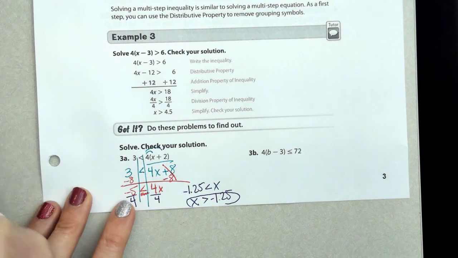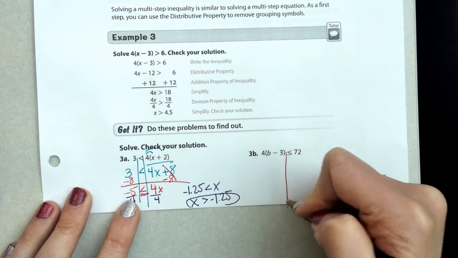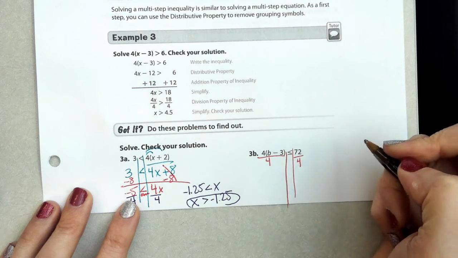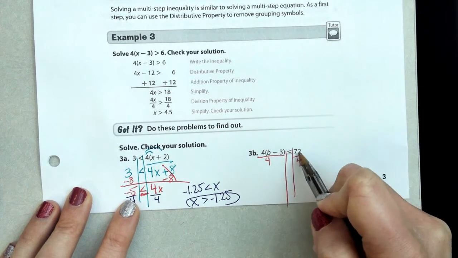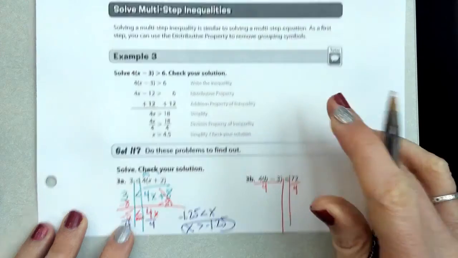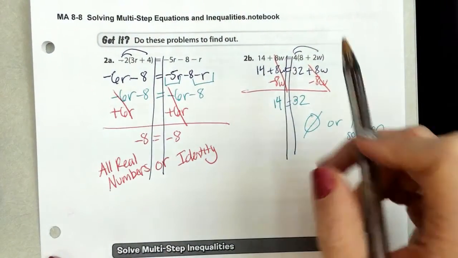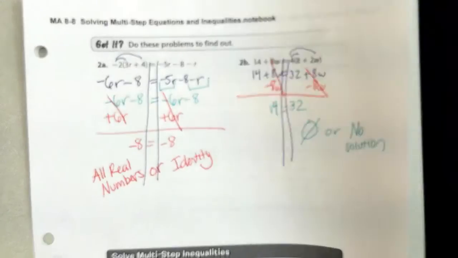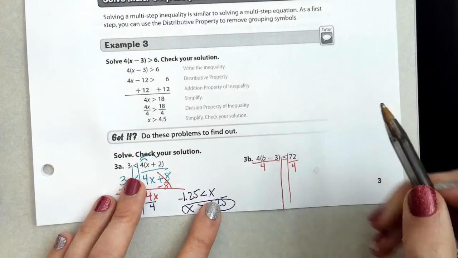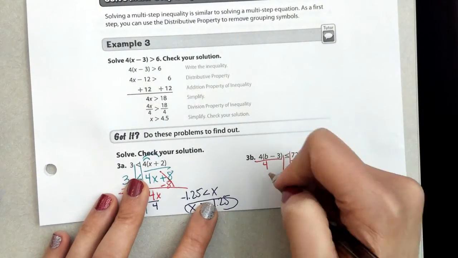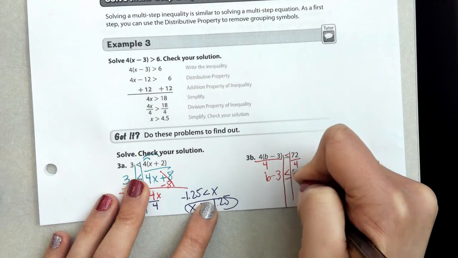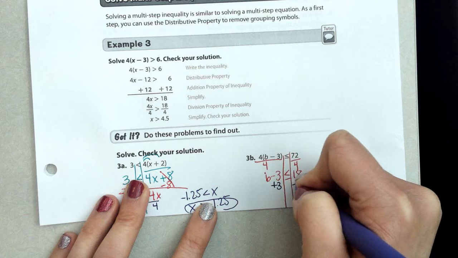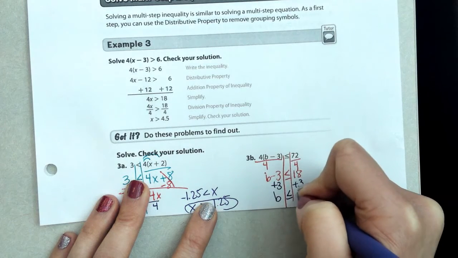On the next one, you could easily distribute, or since 72 you can easily divide by 4, you could do it this way. Remember, because there is 1 term on the side. You couldn't do it in problems like this because then you'd have to divide this by 4 and this by 4. You don't want to mess around with all of that stuff, okay? So I have b minus 3 is less than or equal to 18 because 72 divided by 4 is 18. I add 3 to both sides and I get b is less than or equal to 21.